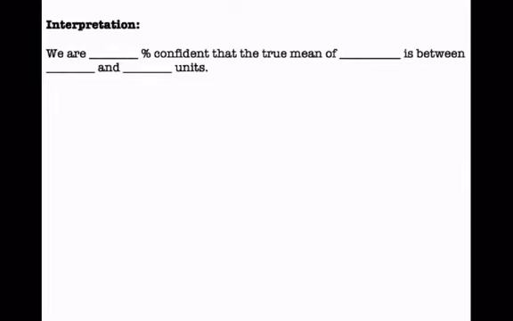Then we could state our conclusion. So it would be, we are blank % confident that the true mean of, in context, whatever it is you're talking about, is between blank and blank, whatever units you're talking about.